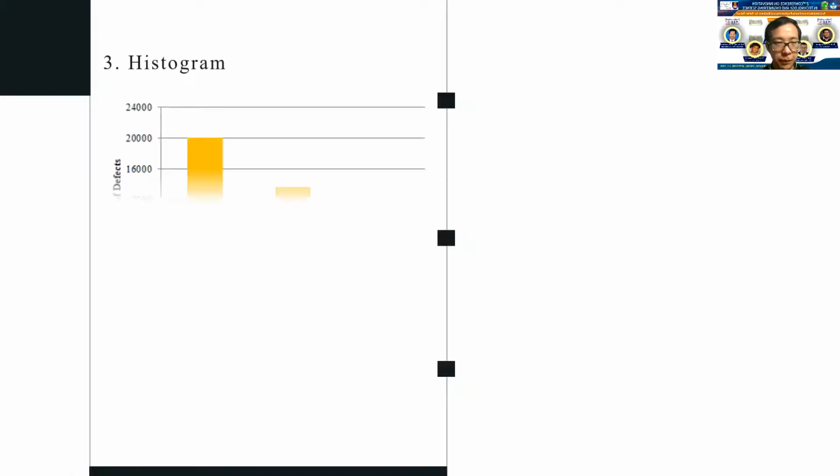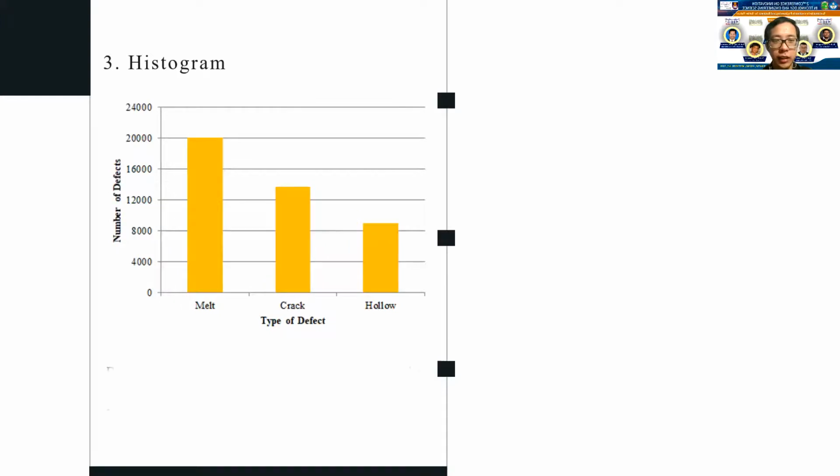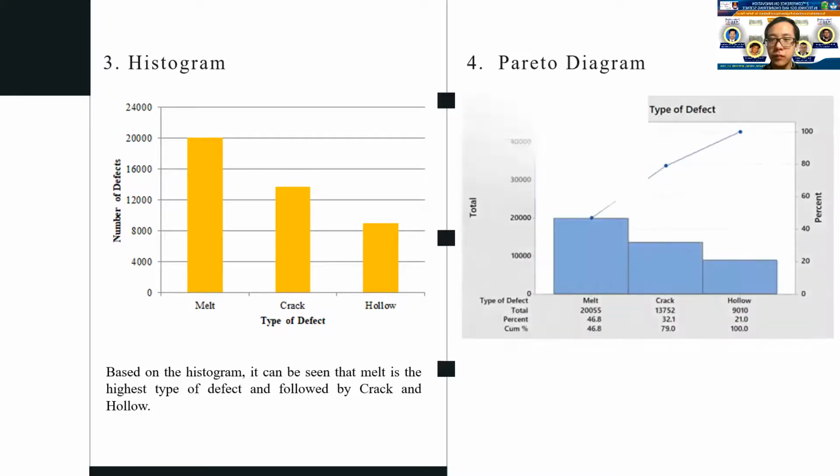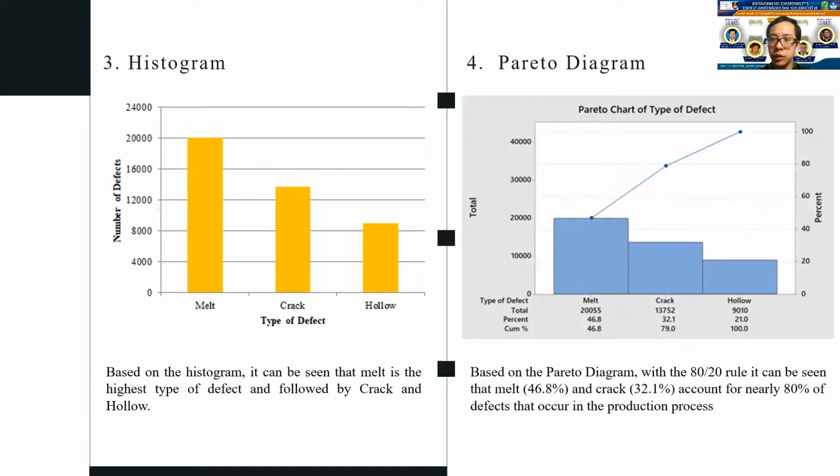Third is histogram. From the histogram, we can see that melt is the highest type of defect, followed by crack and hollow. Four is about Pareto diagram. From the Pareto diagram, we can see that melt 46.8% and crack 32.1% account for nearly 80% of defects that occur in the production process. So we have to focus on these 2 types of defect to reduce the number of defective products.